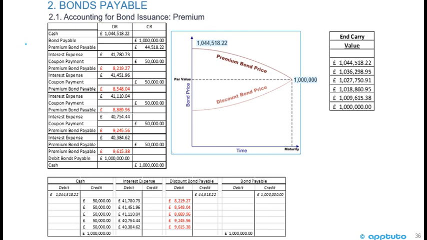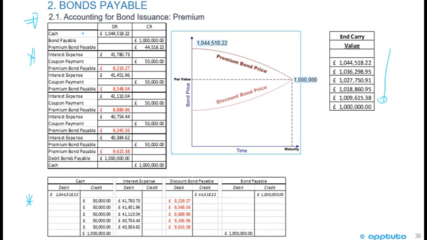Okay, this is the same data from the previous slide. We're just looking at this bond that we've issued at a premium. On the top here, I've got my journal entries. On the bottom, I've got my T accounts, my general ledger accounts, and on the right-hand side, my chart, and I'm showing the ending carrying value as it's being pulled down to par. So let's just go through it very quickly.